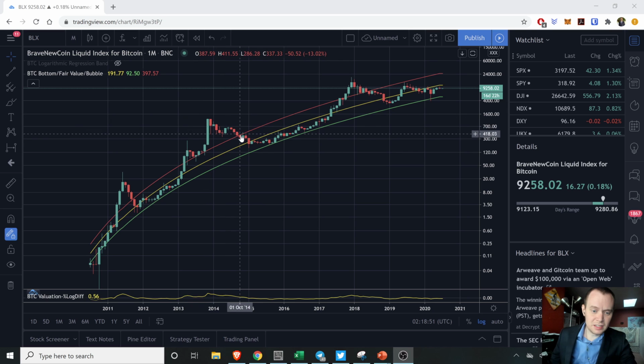It retraced. Notice that once we broke the red band on monthly candles, it did signify that we were going down to the green band, just like it did over here. When we broke the red band on the monthly candle, we did inevitably go to the green band before ultimately building back up and breaking back out.